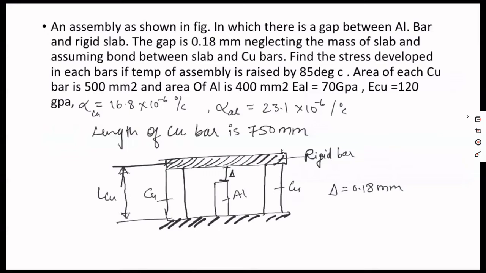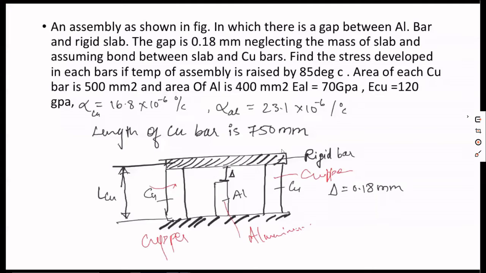This question belongs to thermal stresses. The question says that an assembly is shown in the figure in which there is a gap between the aluminium bar and a rigid slab. In the diagram I have shown one rigid slab and two copper bars. These are copper bars. This is also a copper bar, and this is aluminium.